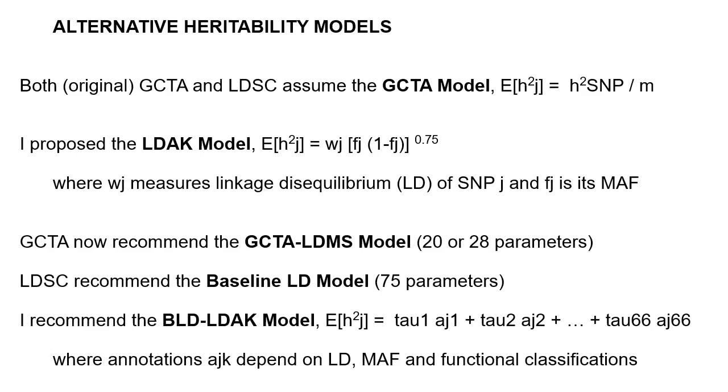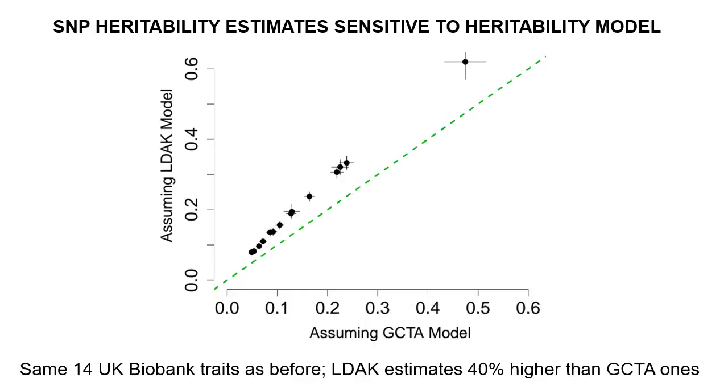Now all three of these are quite complicated. Here I've written out the expression for the BLD-LDAK model. It includes 66 parameters and 66 SNP annotations. And in this model, the expected contribution of each SNP depends on LD, it depends on minor allele frequency, and also on functional classifications.